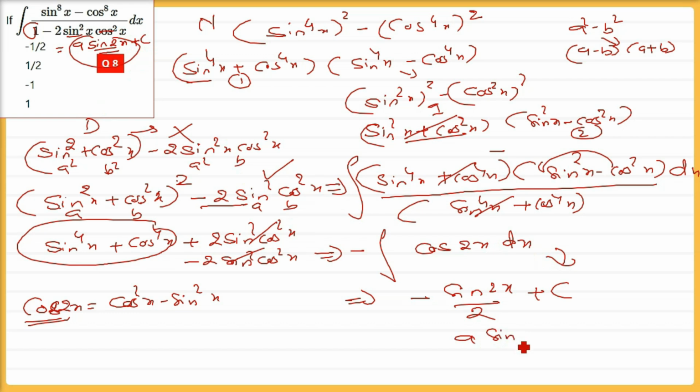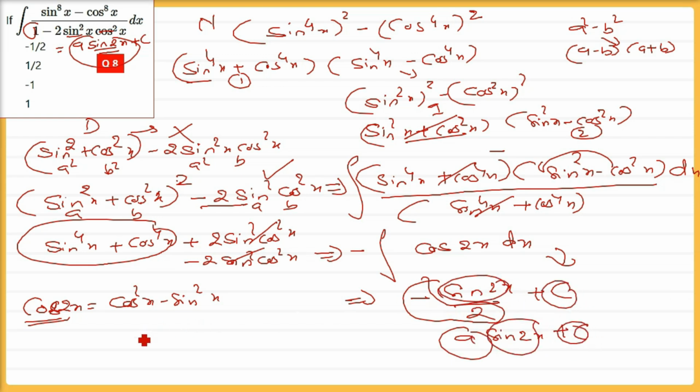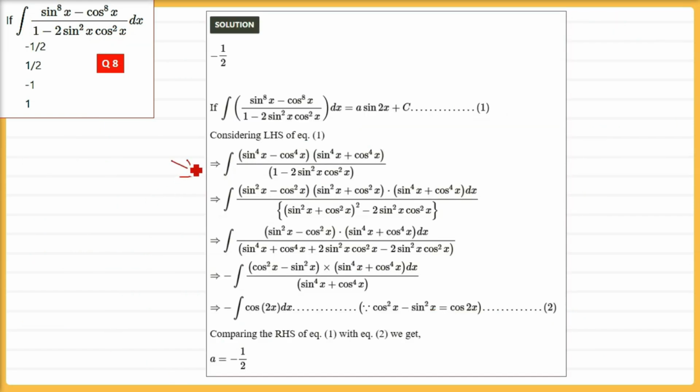Let's equate it with the question: a sine 2x plus constant of integration. What you see here, minus 1 by 2 is equating to a, sine 2x is already there, c is already there. So from here, a is equal to negative half, which is the first option here. So this is how you're going to do this. It's a good question. And a equals negative half is the correct answer in this case.